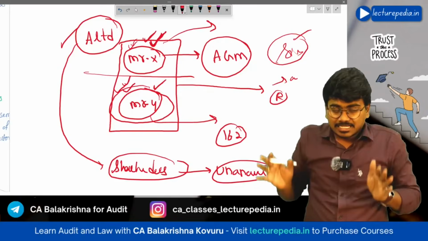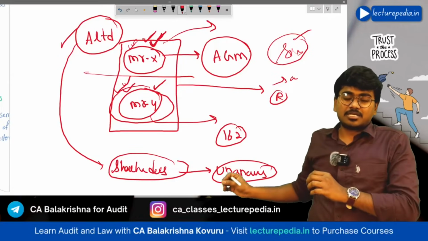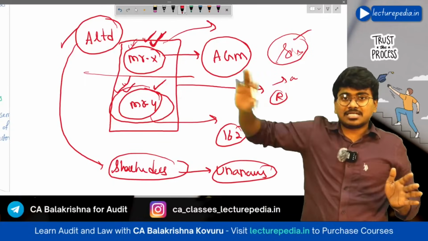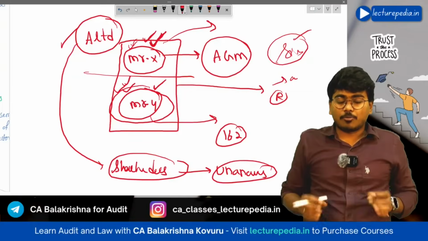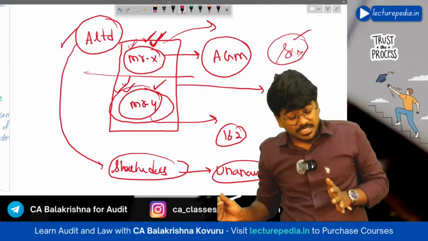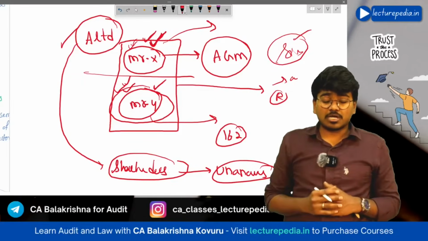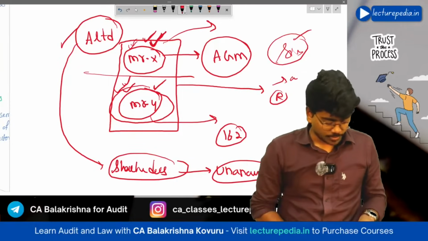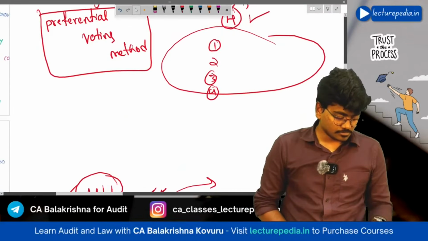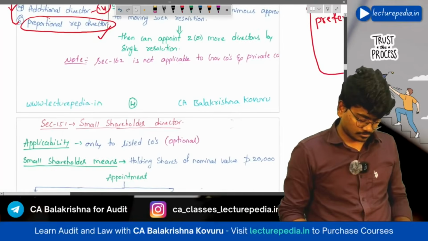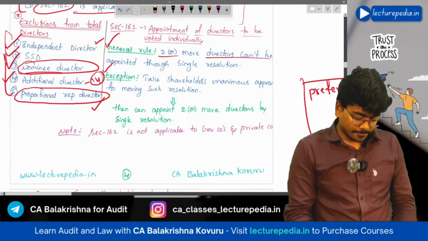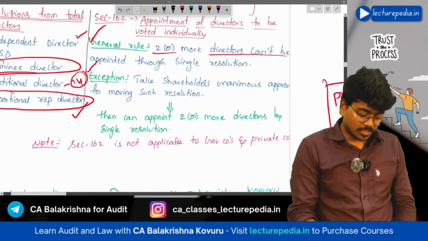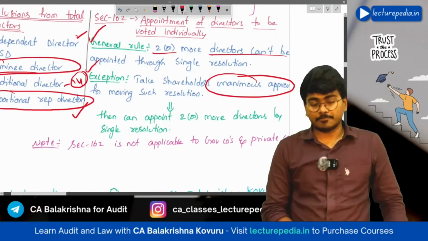Other than in this exceptional situation, in no other case can the company use one resolution for two or more directors. Always only one resolution for one director. Hope that is clear. You need to observe that here the approval is unanimous approval.